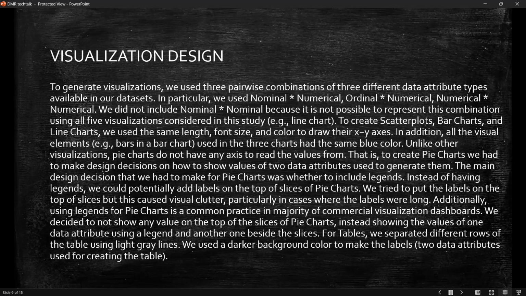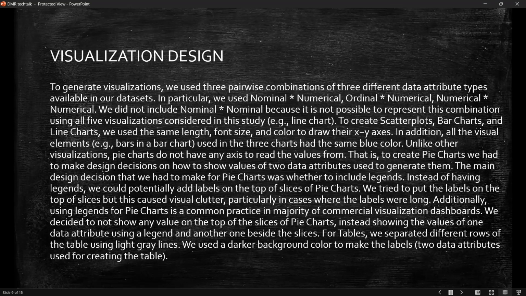To create scatter plots, bar charts, and line charts, we use the same length, font size, and color to draw the XY axis. In addition, all the visual elements, for example bars in the bar chart, used in the three charts are the same color. Unlike other visualizations, pie charts do not have any axis to read the values from. That is, to create pie charts, we have to make design decisions on how to show values of the two data type attributes used to generate them.